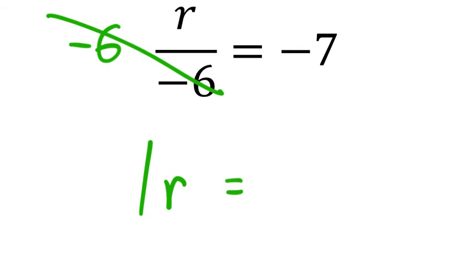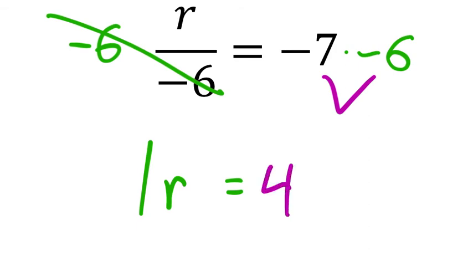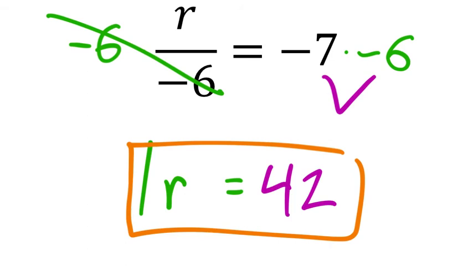But if you do it to one side, you need to do it to the other side, at least if you want to maintain the equality piece. So here I have -7 times -6. Put that in the calculator, it's positive 42. Done. Oh, I should check, right? So 42 divided by -6, it's -7.